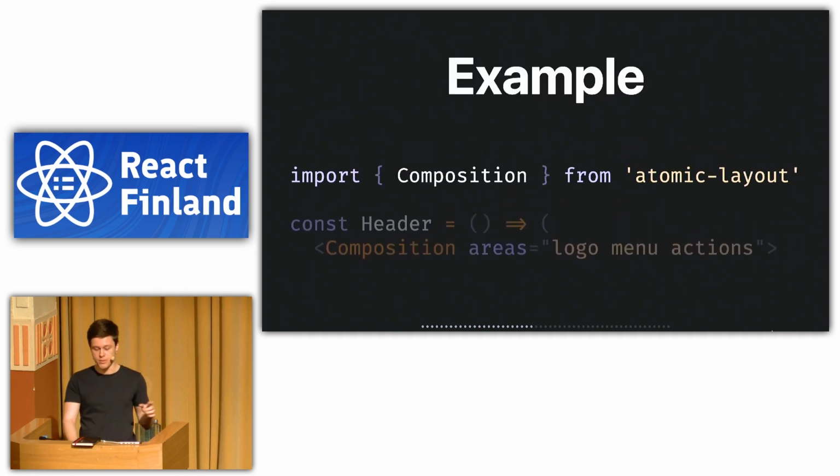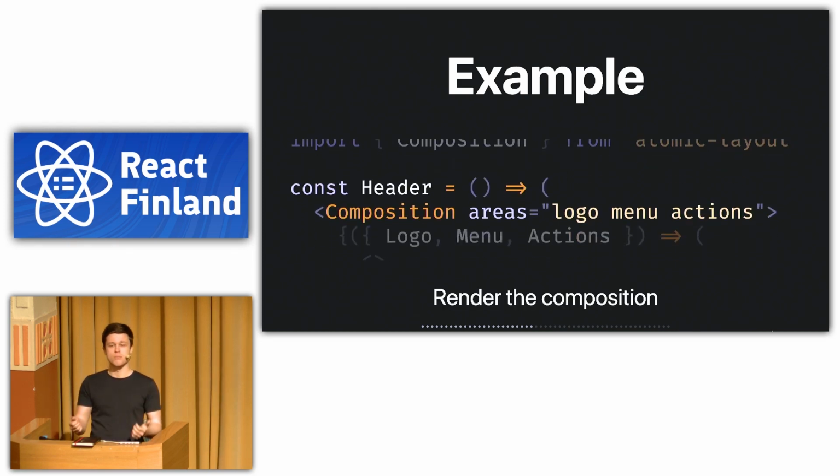So here's a quick example. So we're able to import composition from Atomic Layout, and then we can define some custom component. I could say I want a header, and header is a composition of the following areas: logo, menu, and actions. Left to right, inline, very easy and nicely to read.